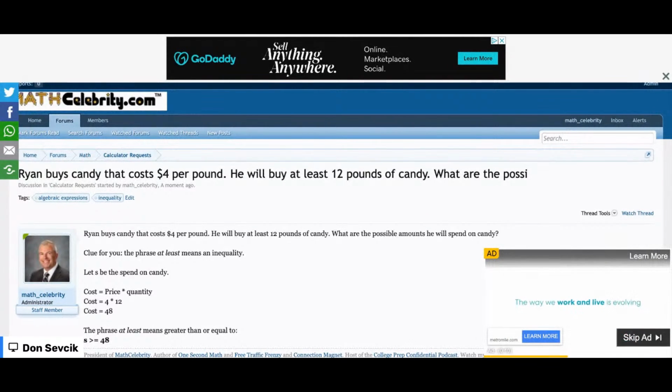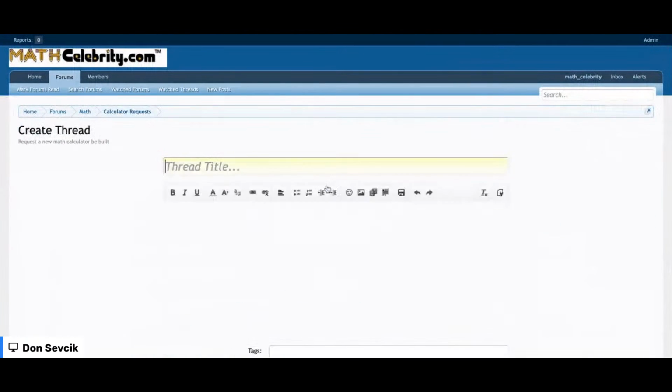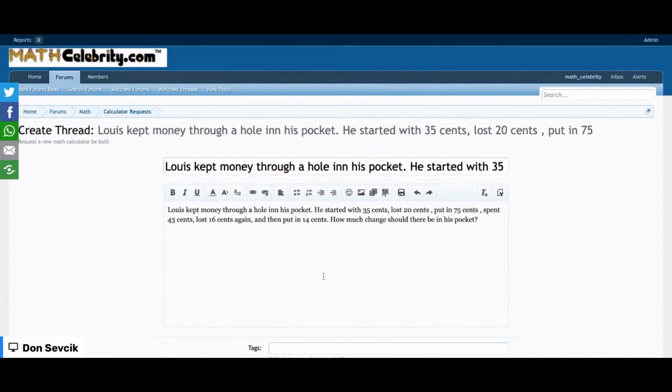All right. Lewis kept money through a hole in his pocket. He started with 35 cents, lost 20, put in 75 cents, spent 43 cents, lost 16 cents, then put in 14 cents. How much change should there be in his pocket? So I'm going to do this longhand. Start with 35. We lost 20 means we subtract. Put in 75 means we add. Spent 43 means we subtract. Lost 16 means we subtract, and then put in 14.